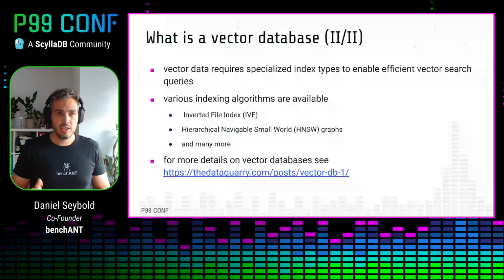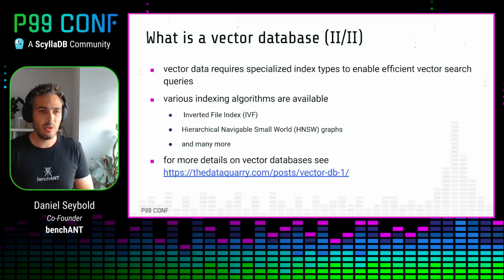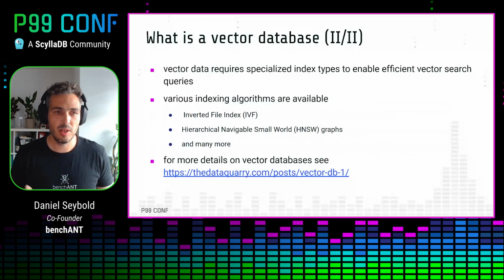Moreover, the vector data needs to be indexed by specialized index types to enable fast search queries. There are multiple index types out there, just to name a few: inverted file index or hierarchical navigable small world graphs as two of the well-known ones. There are many more out there. And if you want to dive into vector databases in general, you're going to find tons of material out there. I personally can recommend the following blog post series on vector databases.